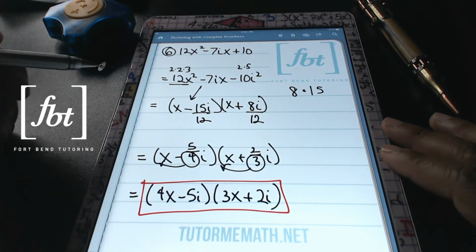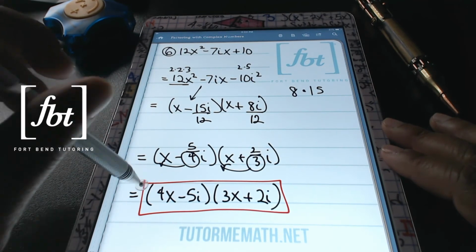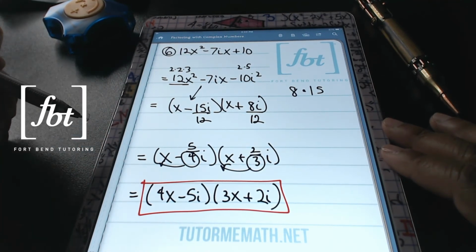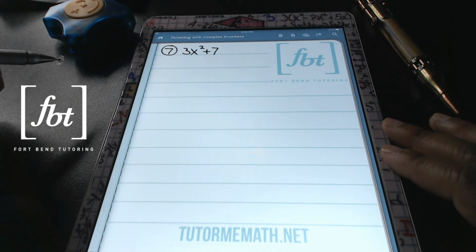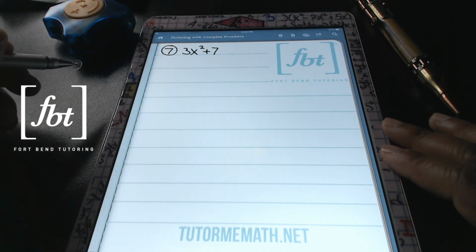All right. And remember, you can always multiply your result out to verify that your result is equivalent to the original expression. All right. That's problem number 6. Let's move on to problem number 7. Here we have 3x squared plus 7. Well, yeah, we're going to treat this like a sum of squares.